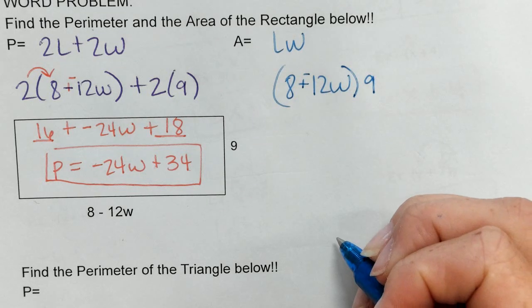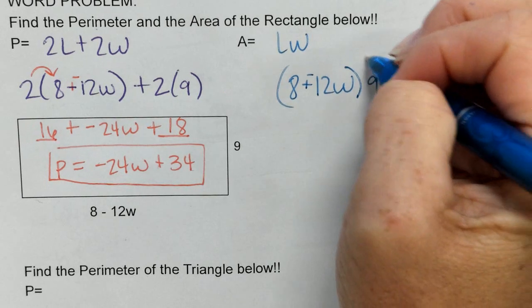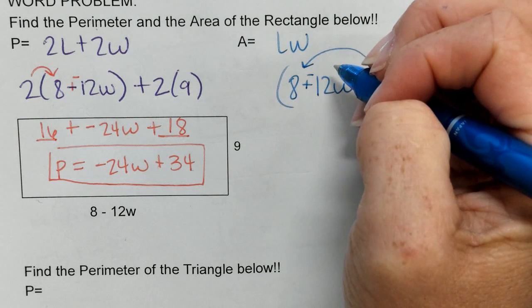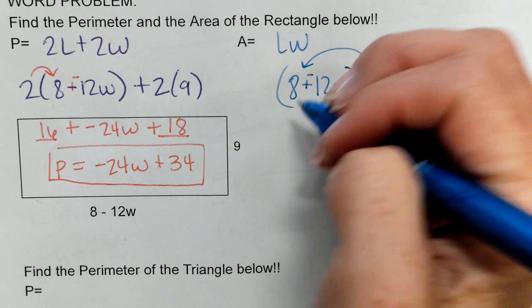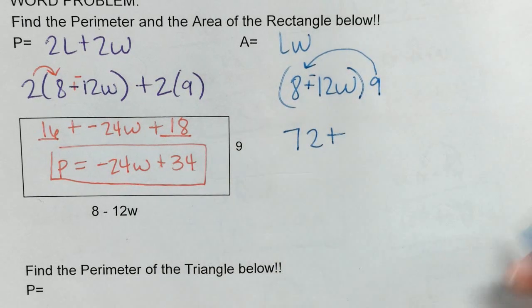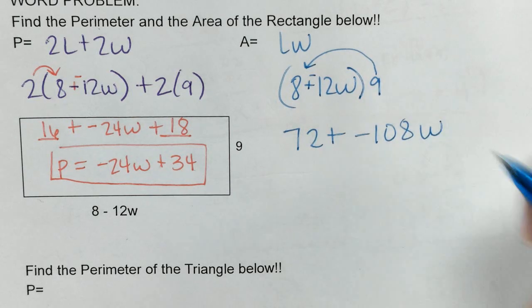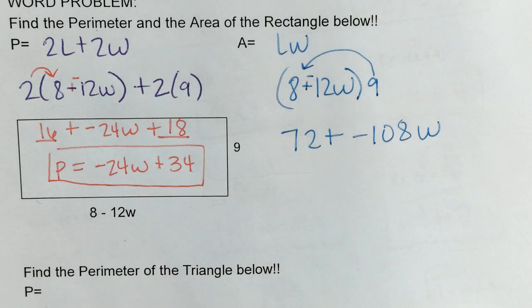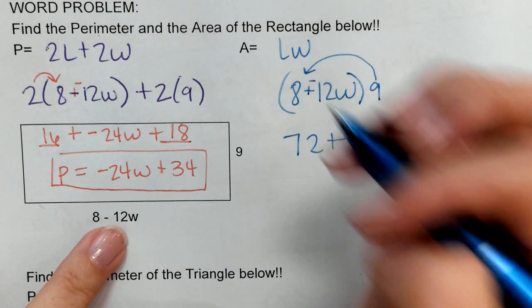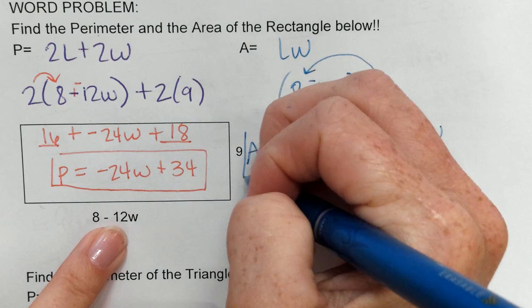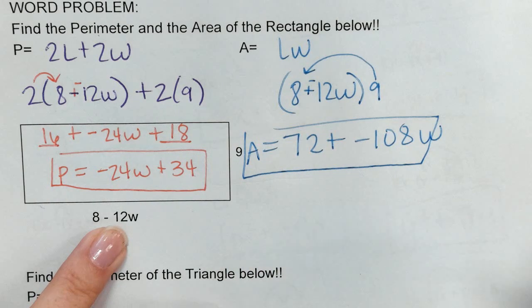Change. I'm going to distribute the 9 to the 8, and 9 times 8 is 72. Plus, I'm going to distribute the 9 times the negative 12w. A positive times the negative is negative 108w. Can I combine anything? Am I finished? So guess what I'm going to put? That is equal to the area. Oops, I didn't mean to cut my w off.